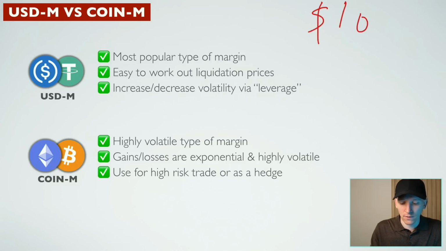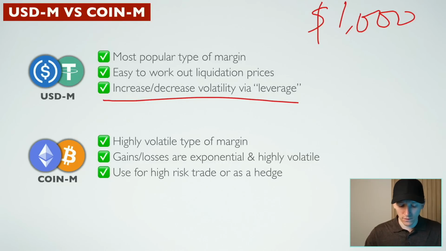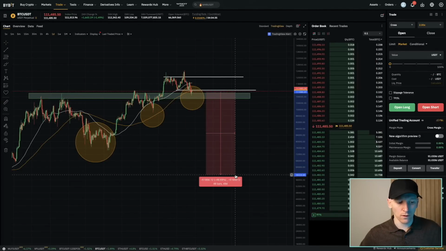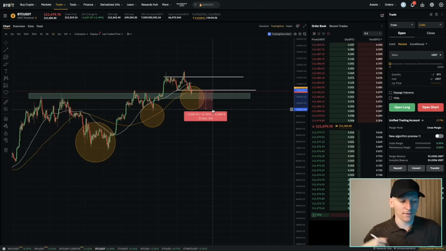So let's say I have $1,000 in the account of USDT. That is cash there, and that's not going to change in value. When you're trading crypto futures, everything is cash settled, so you know you have $1,000 to fund potential losses. It's easy, and you can increase or decrease the volatility via leverage. So if you're using 2x leverage, you can withstand a 50% downside move, so you can withstand a lot of volatility. If you're using 10x leverage, that's 10 times your trade size versus your cash, you can only withstand a 10% downside move. So that makes it more volatile.